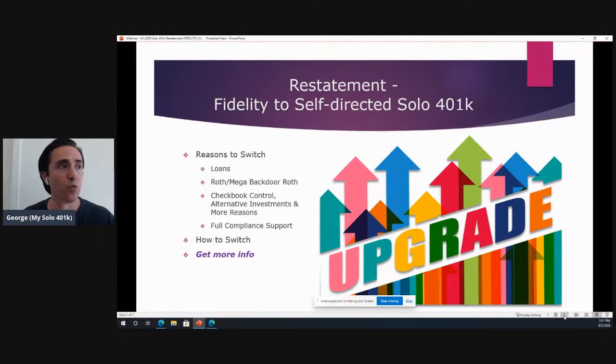So here's a roadmap of where we're going. You're upgrading your Fidelity solo 401k to a self-directed solo 401k. So we'll go over the reasons to switch, like loans, the ability to make Roth or Mega Backdoor Roth contributions, checkbook control, having checkbook control over your money, which relates to investing in alternative investments, among other reasons, and just the full compliance support that you get with our company. The process, how to switch, and then again, how to get more information about your specific situation.